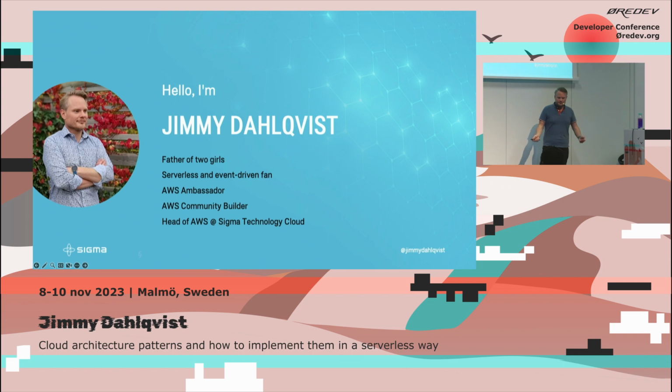But who am I? My name is Jimmy. I'm the father of 2 girls, which basically makes me afraid of nothing. I'm a serverless and event-driven architecture fan. I've been working with serverless, as I said, since 2015. When I started working with AWS Lambda, there were no environment variables, and the max RAM was 1 gig. That is how Lambda old I am.